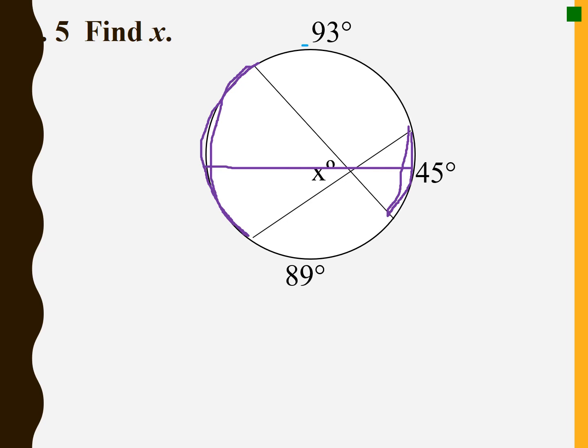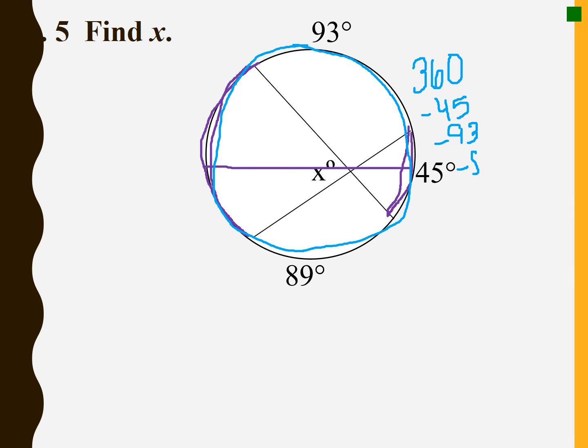First way is we know a whole circle is 360 degrees. We know what 3 of the 4 arcs are in this circle. So we can subtract each one and subtract 45, 93, and 89 from our whole circle, which is 360 degrees. And we get 133, meaning that our missing arc is 133 degrees.